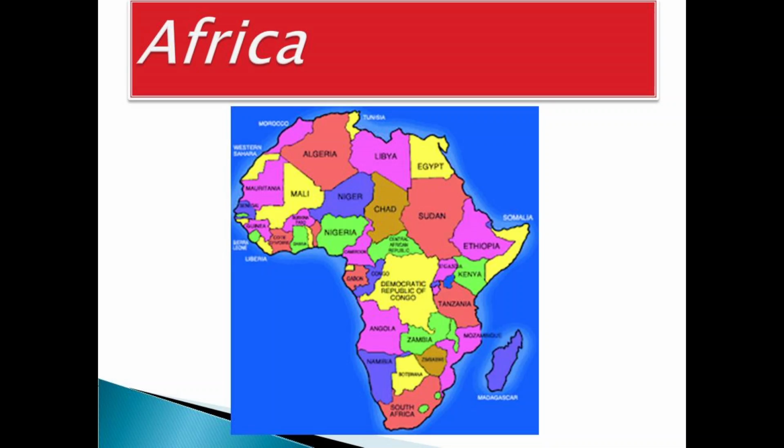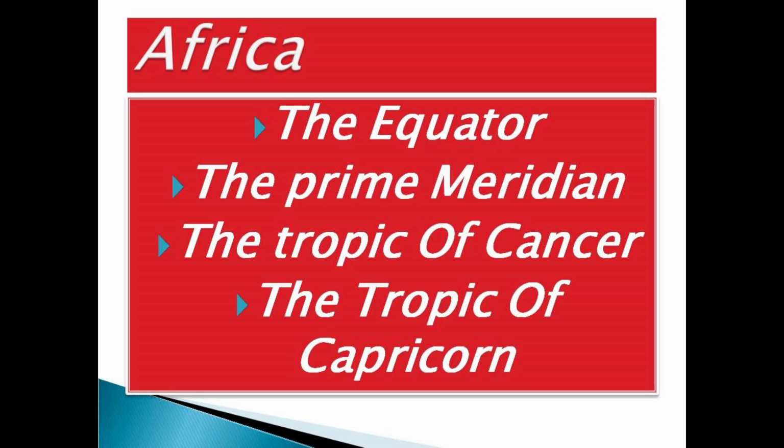With a billion people in 62 territories, it accounts for about 14.72% of the world's human population. Four important lines of latitude and longitude pass through this continent, and these are the equator, the prime meridian, the Tropic of Cancer and the Tropic of Capricorn.